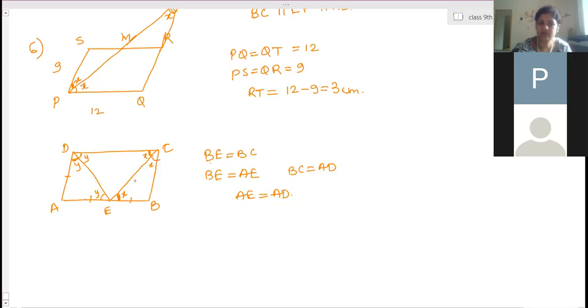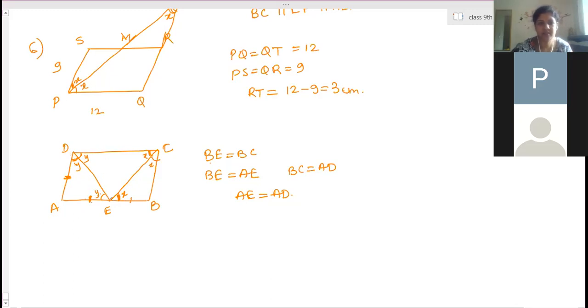Clear? Oh, okay, ma'am. I did till here, like AE equals AD. So therefore opposite angles will be equal. So consider them as Y and Y. And this angle is also equal to this angle because of alternate interior angles. So therefore these angles are equal. So therefore DE bisects angle D.